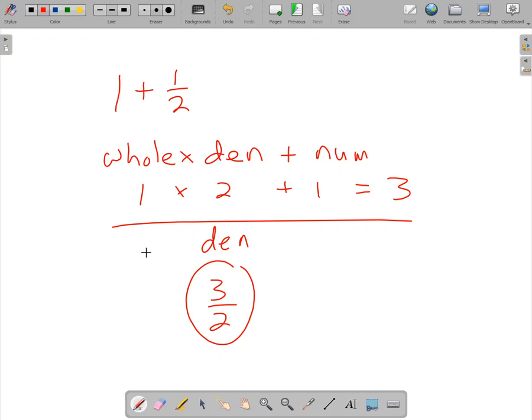Another way to think about it is this is a fraction. That's really a fraction too. So I could say this is 1 over 1 plus 1 over 2. And the rule for adding fractions is you have to have a common denominator.